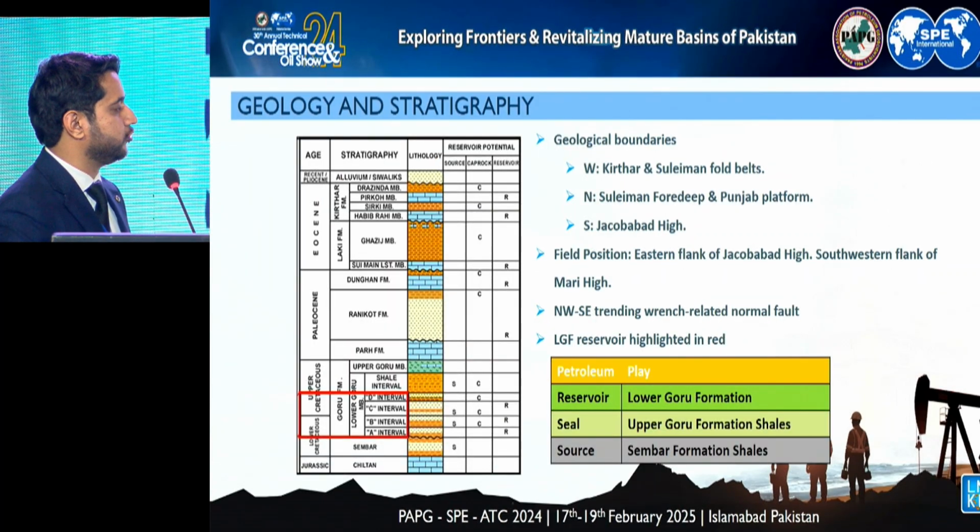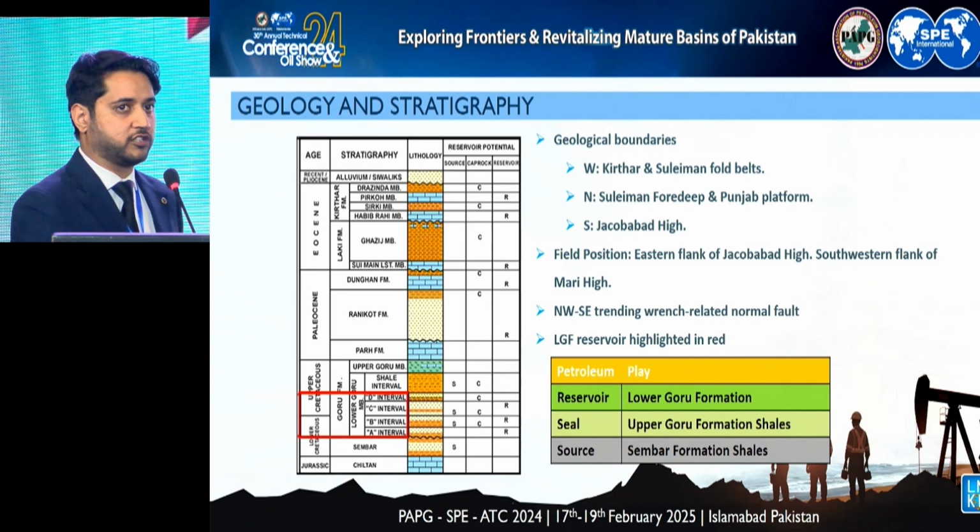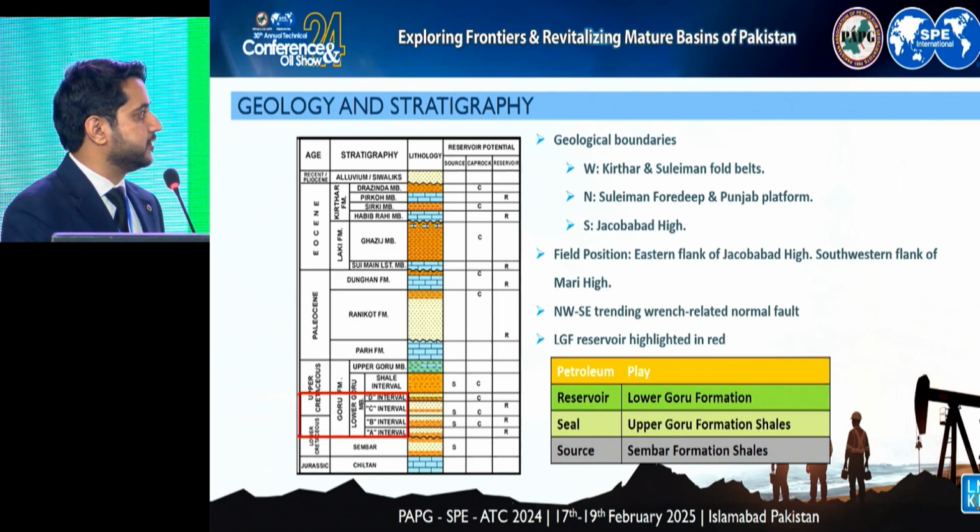So this is the general geology and the stratigraphy. So the geological boundaries: the western part is the Kirthar and the Sulaiman Fold Belt. The northern part is the Sulaiman and Punjab platform, and the southern part is the Jacobabad High.